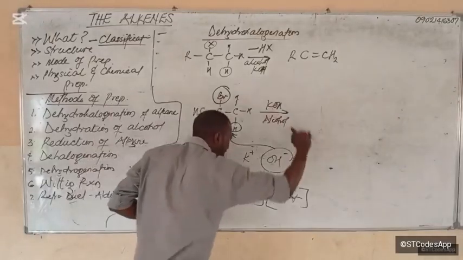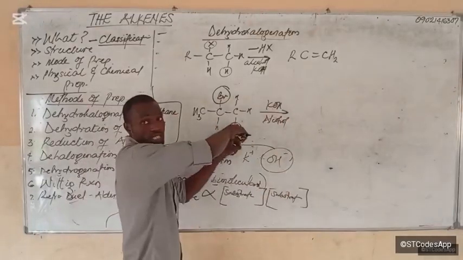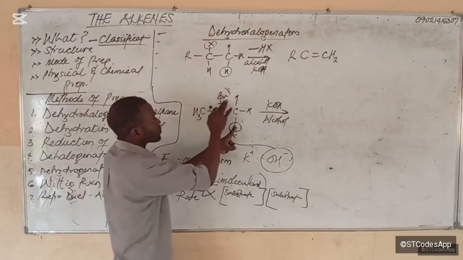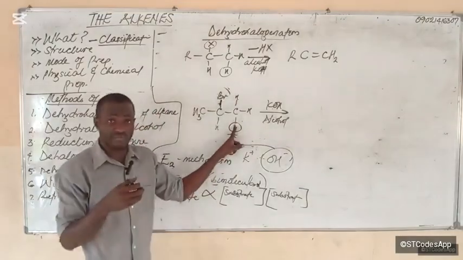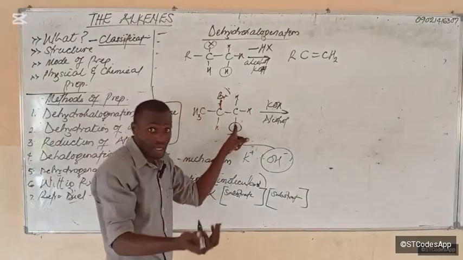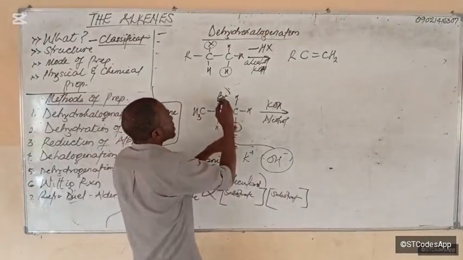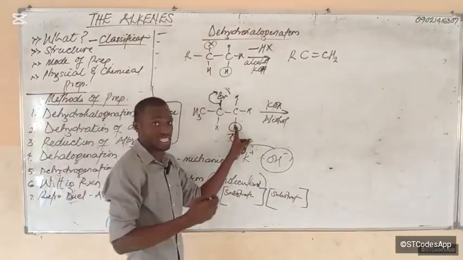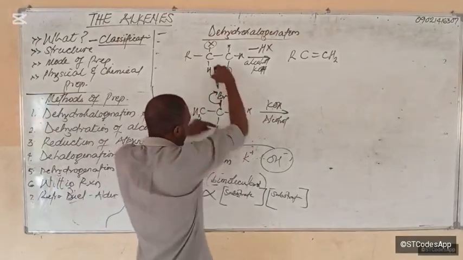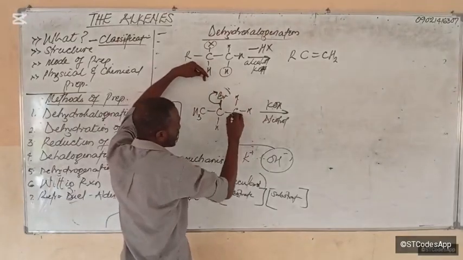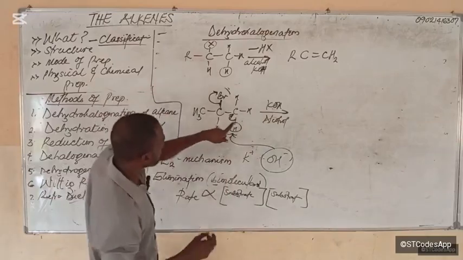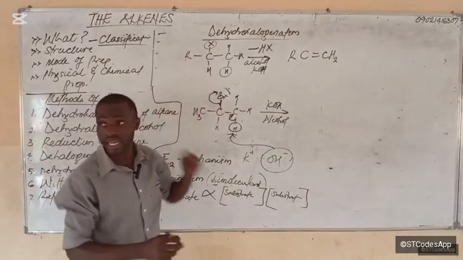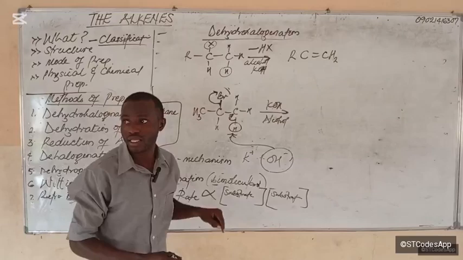As this base is attacking the hydrogen, immediately this bond, which by inductive effect is already polar, will break and the electrons will be abstracted by this bromine. So there is cleavage of this bond, and at the same time this bond moves here, as this bond is being taken by this bromine.